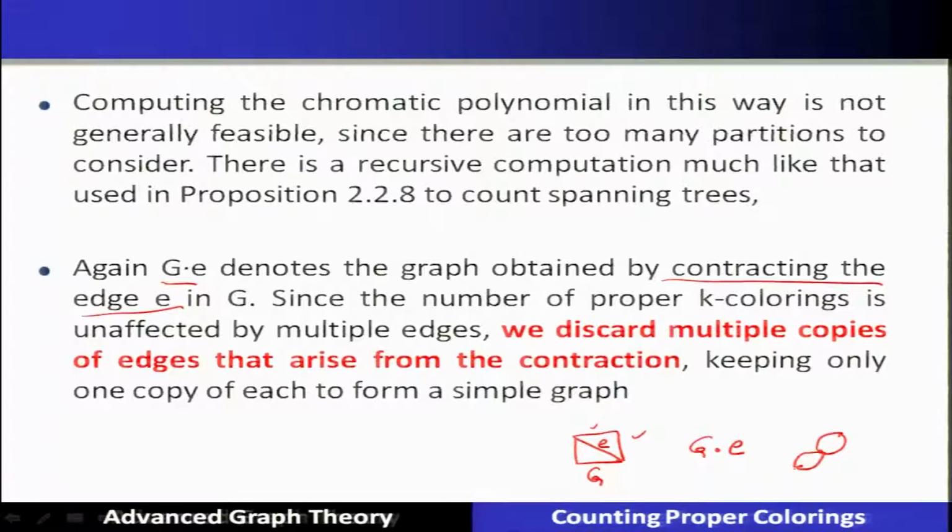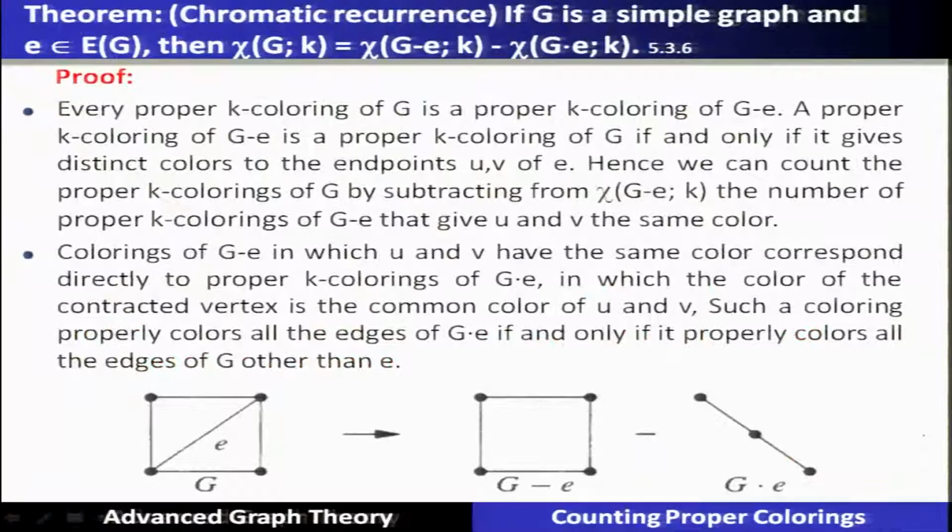So, that becomes a graph. Since the number of proper k colorings is unaffected by multiple edges, we may discard the multiple copies of an edge, hence this becomes the graph, keeping only one copy to form this kind of graph. So, with this particular introduction of the contraction operation in the graph of an edge, given edge E, we now define a theorem which will give you the chromatic recurrence.